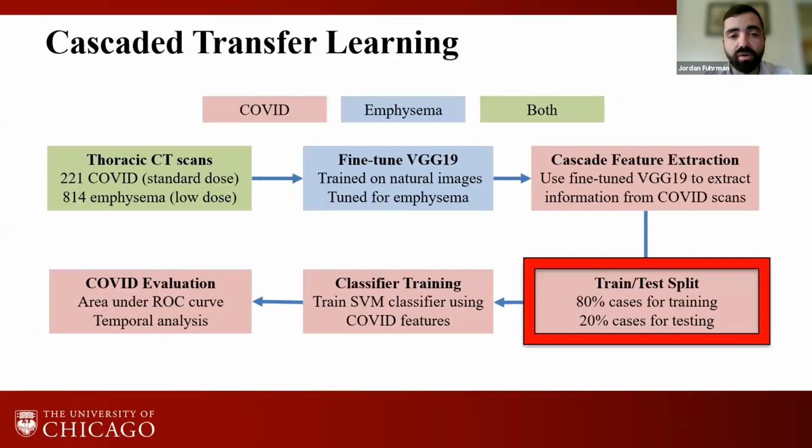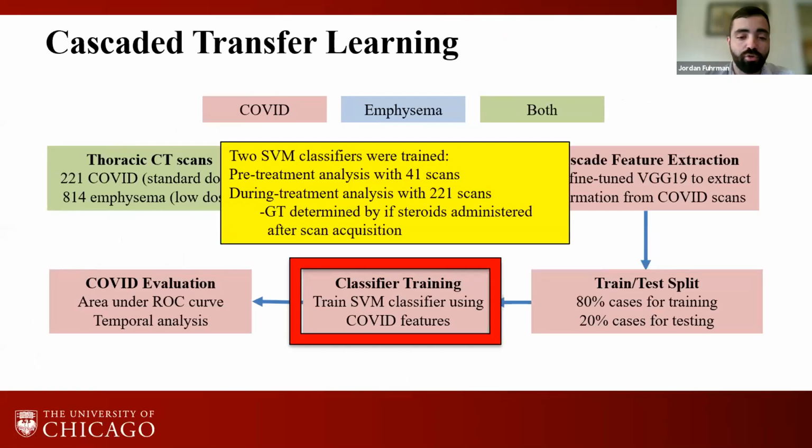From there, we split our 41 cases into 80% of the cases for training and 20% for testing, and then trained two support vector machine classifiers for our two tasks. I'm going to be very explicit about what the ground truth was for these tasks. First we have this pre-treatment analysis with the 41 scans. The ground truth for that case was whether or not a patient received steroid administrations at any point during their course of treatment.